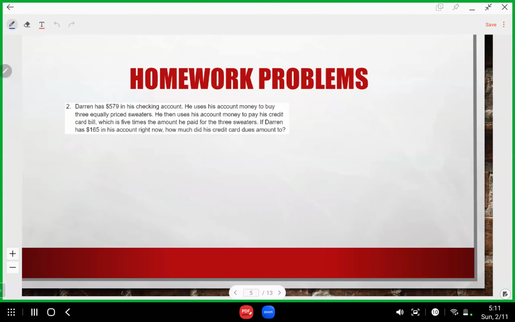Okay, so now let's go on to the second question here. Darren has $579 in his checking account. He uses his account money to buy 3 equally priced sweaters. Then he uses his account money to pay his credit card bill, which is 5 times the amount he paid for these sweaters. All right, so now he's got $165 in his account. How much did his credit card dues amount to? So to solve this, I'll give you 1 minute to put your answers in the chat.